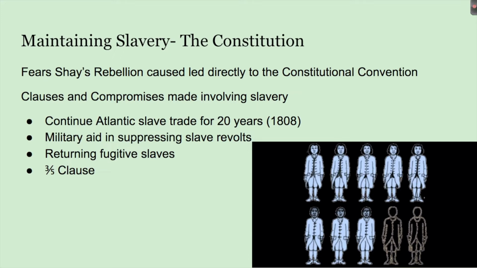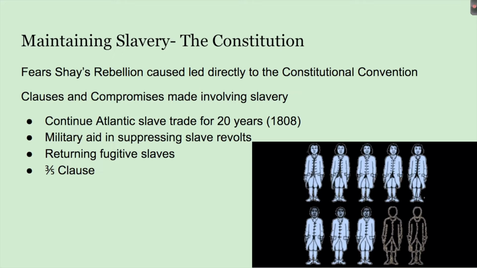And a lot of this shows up after Shays' Rebellion. The big issue from this is that we didn't have a standing army. We didn't have a way to muster troops and get together to squash the rebellion. This is going to be a wake-up call for delegates to come together and create the Constitution. So, some parts of the Constitution that have to do with slavery.